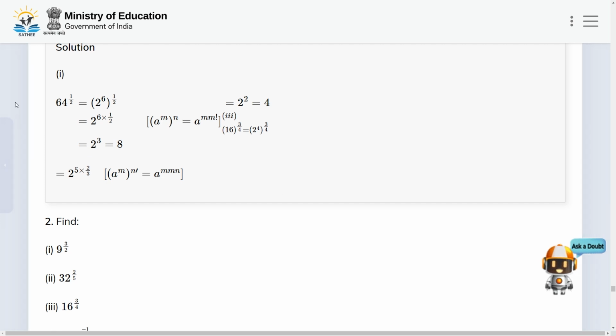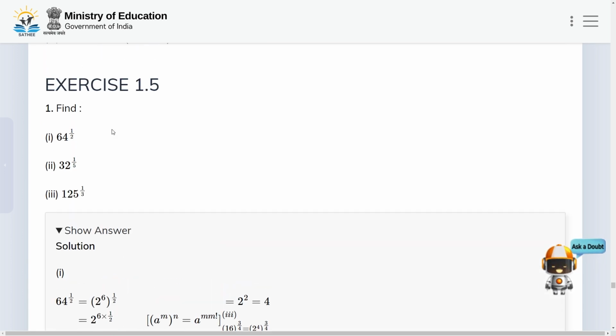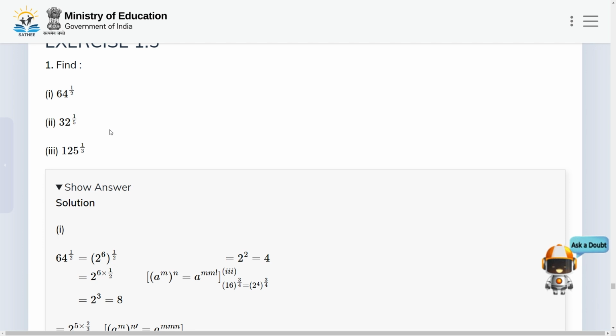So 64 to the power 1 by 2 is equal to 2 to the power 6 whole to the power 1 by 2, and this is equal to 2 to the power 6 into 1 by 2, which is equal to 2 to the power 3, and this is equal to 8. And then the second one, we have 32 to the power 1 by 5. So 32 to the power 1 by 5 can be written as 2 to the power 5 whole to the power 1 by 5, that is equal to 2 to the power 5 into 1 by 5, since a to the power m whole to the power n is equal to a to the power mn.